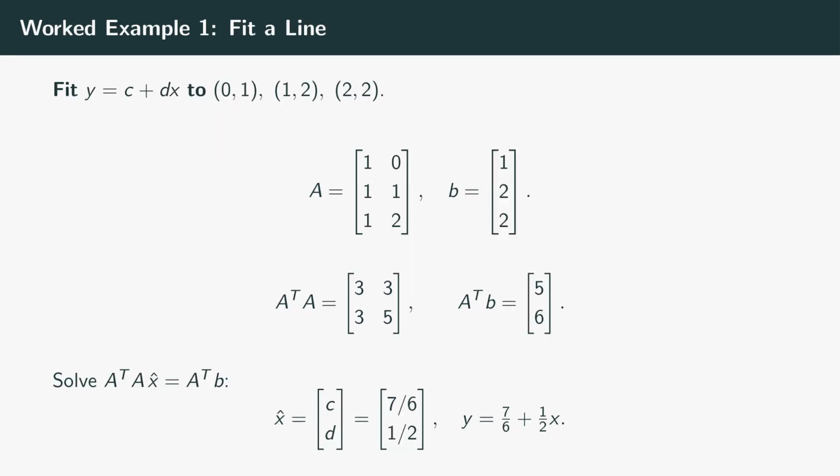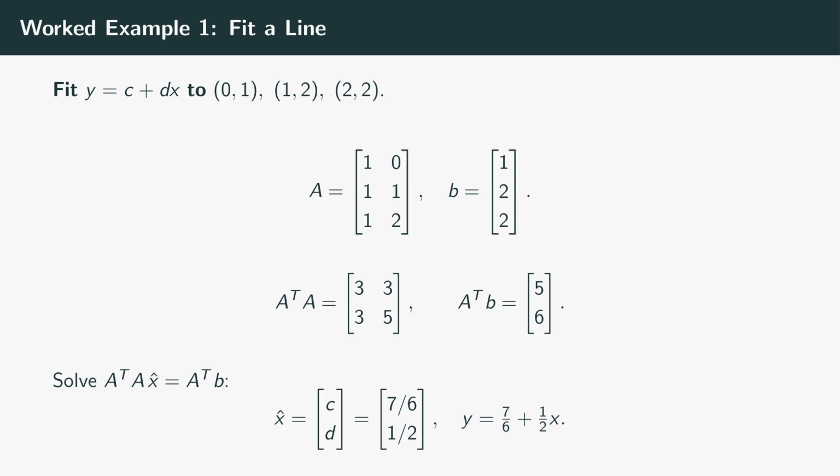Let's fit an actual line. Three data points: (0, 1), (1, 2), and (2, 2). We want the best line, y equals c plus dx. Build A, its first column is all ones. Its second column holds the x values 0, 1, 2. The right-hand side b holds the y values, 1, 2, 2.